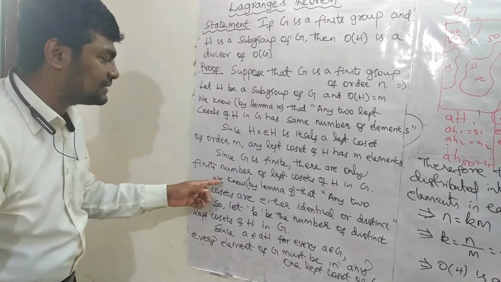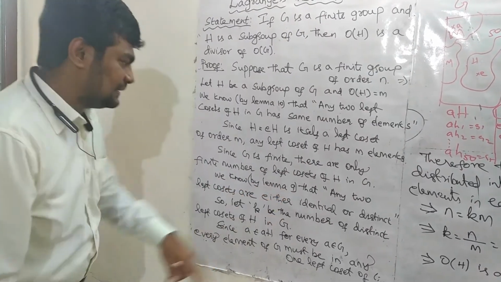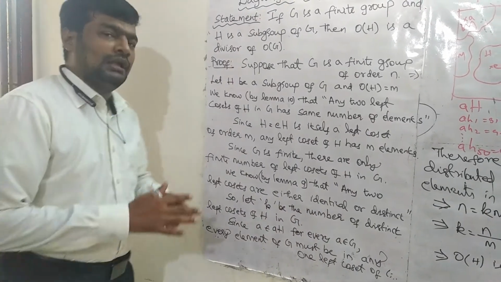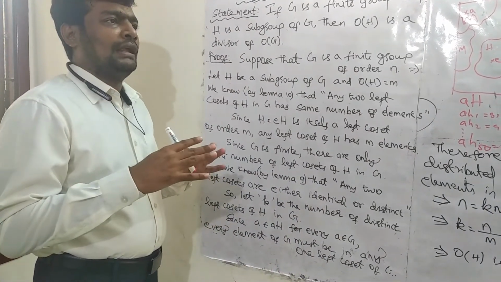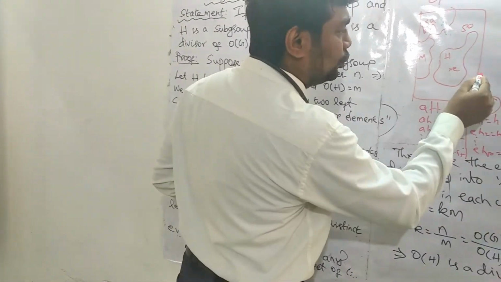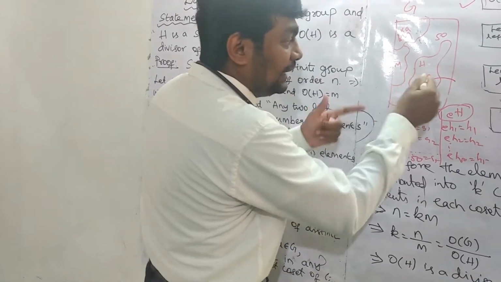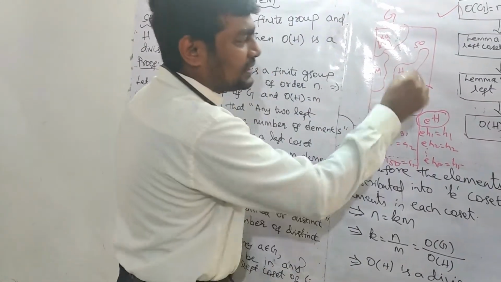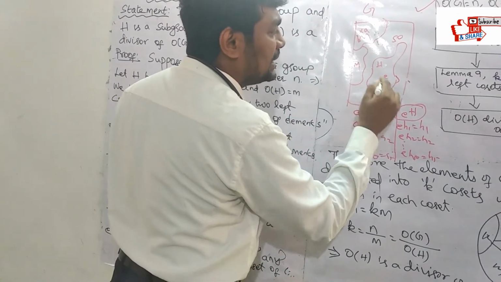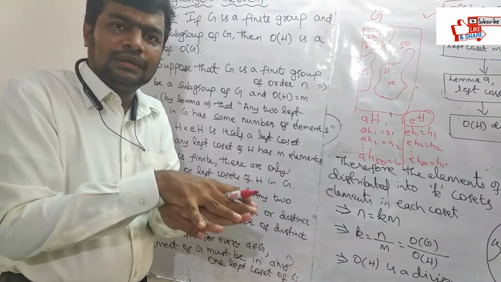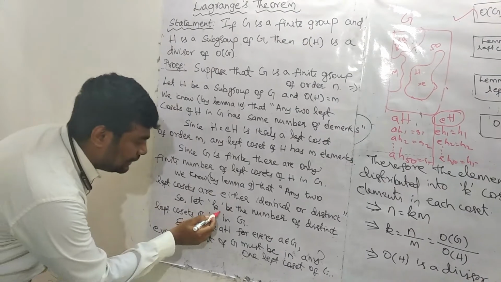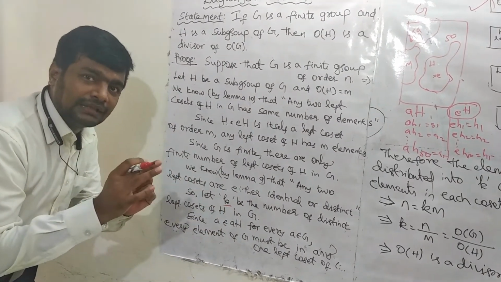Now we are using step 3. We know by lemma 9 that any 2 left cosets are either identical or disjoint. So now we understood that it has a finite number of left cosets and there won't be any overlappings. Two left cosets won't be like this. If it were possible, you could find so many left cosets overlapping with each other. It's not possible. These left cosets will be either identical or disjoint.